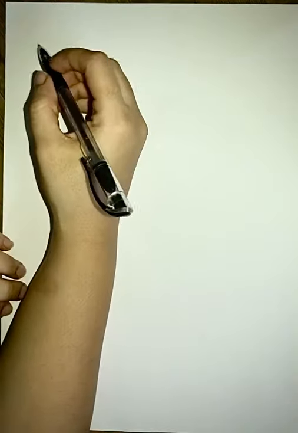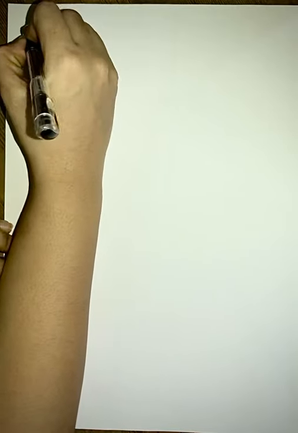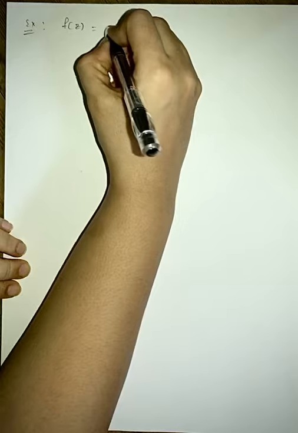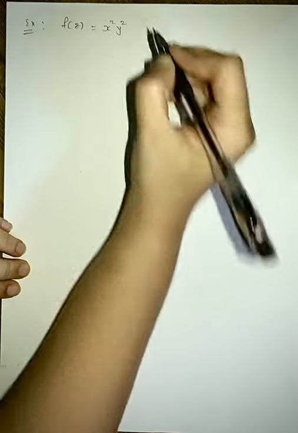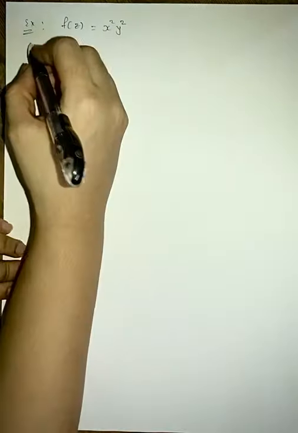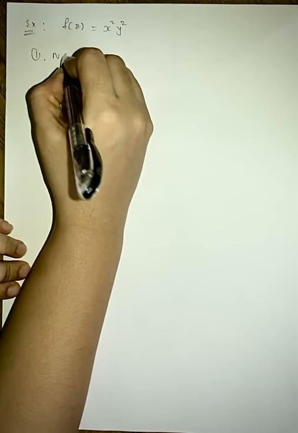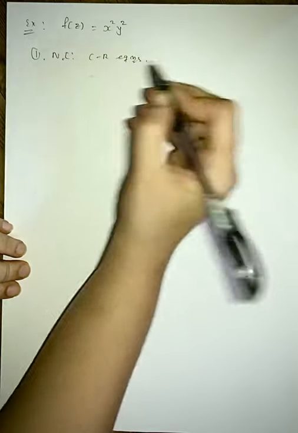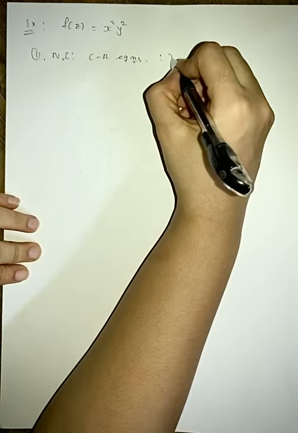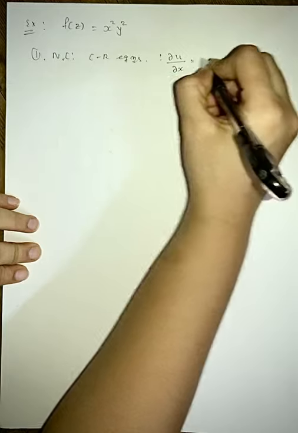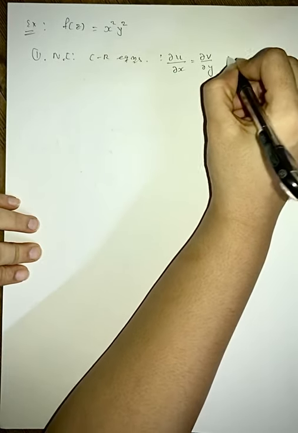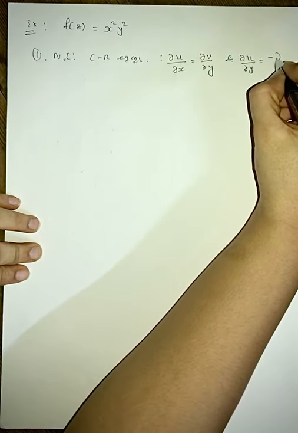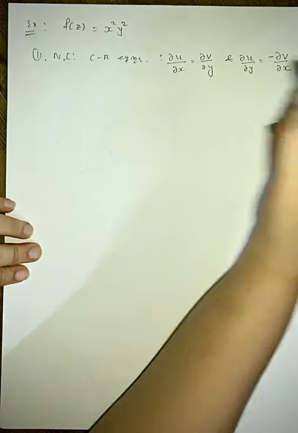Alright, now the second example is f of z is equal to x square into y square. We will check for the first condition, which is a necessary condition, and that is CR equations, which says that del u by del x should be equal to del v by del y, and del u by del y should be equal to minus del v by del x.